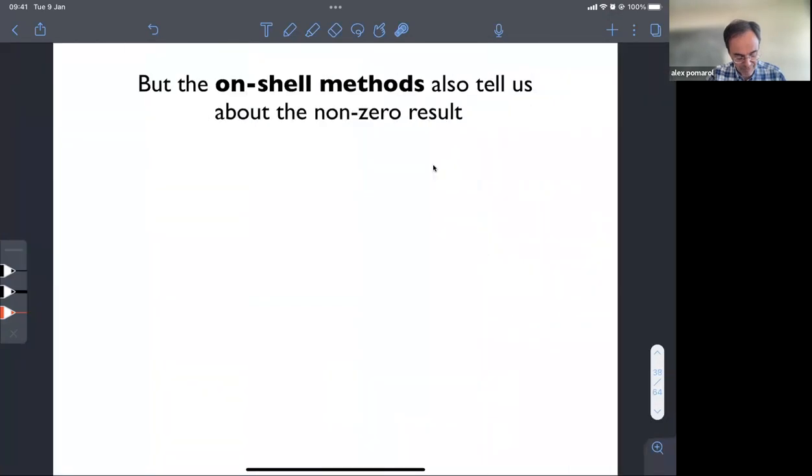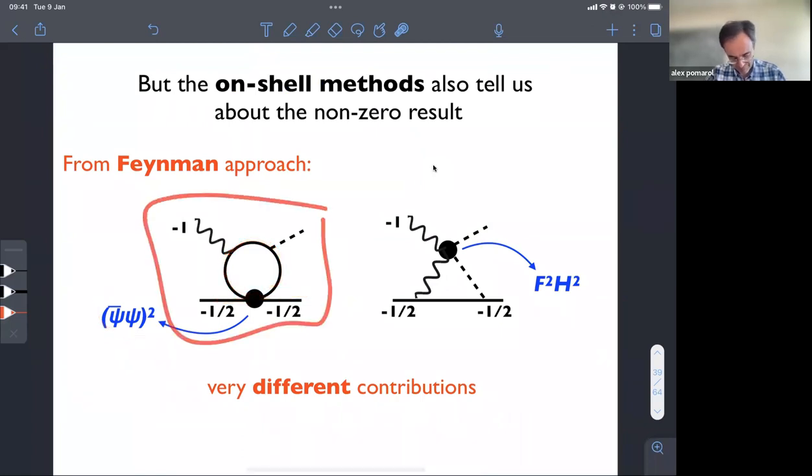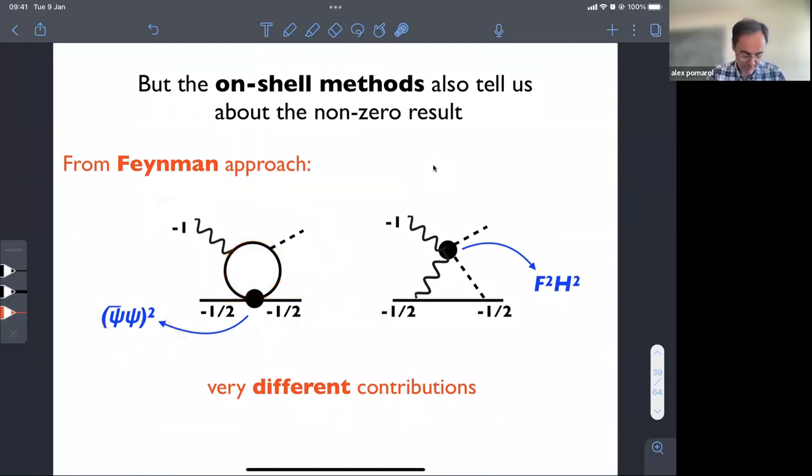But when you have the operator ψ̄ψ squared, this contribution to the dipole is non-zero. So now you do this diagram with this operator, and surprisingly, from the Feynman loop you see it is non-zero. The previous one was zero. Okay, and here is another contribution to the dipole, again with two fermions with helicity minus, coming from the operator F squared H squared.